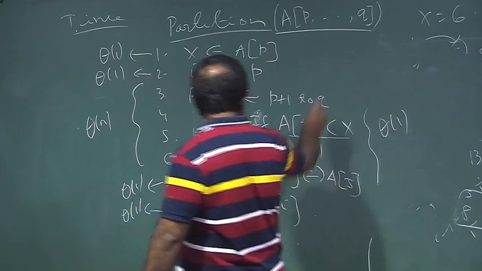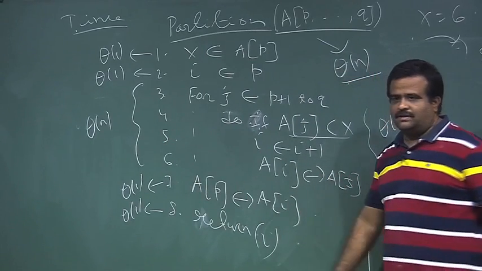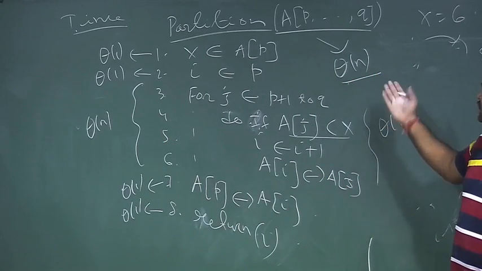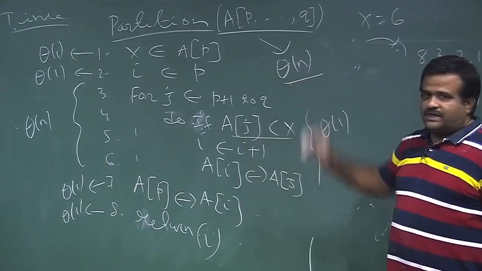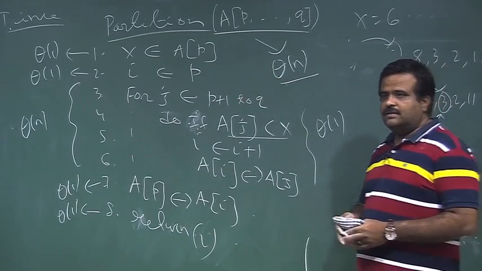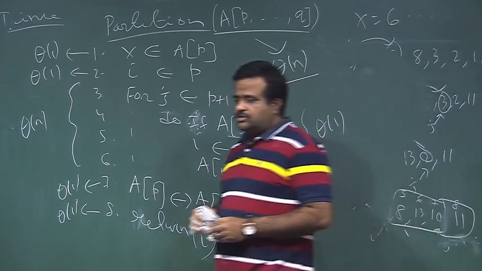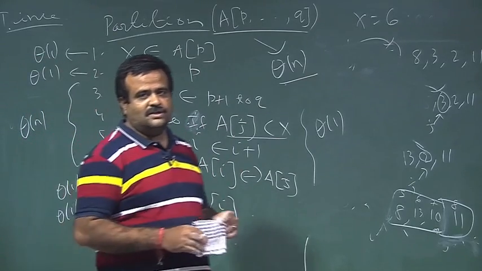So, this is basically theta of n. This is a linear time algorithm. So, this is a linear time algorithm for this partition if we have a given array of size n. Now, we will talk about QuickSort, how we will use this partition in the QuickSort algorithm. So, that we will discuss in the next class.